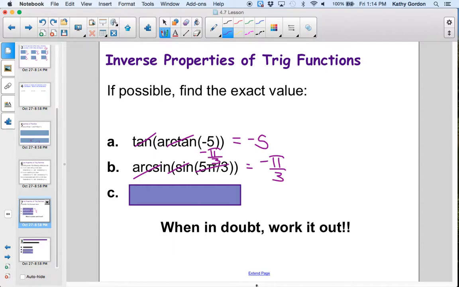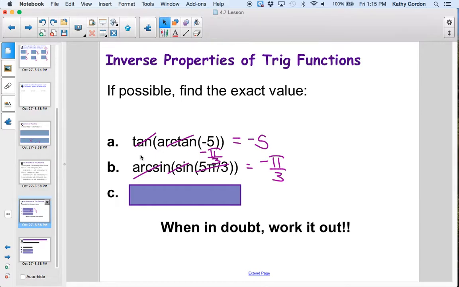Okay, but if you don't notice that, this is our mantra: when in doubt, work it out. If you're not sure whether you've got a situation where you can just cancel, then you better go through the process in your head to work it out and see what you're going to get. Okay?